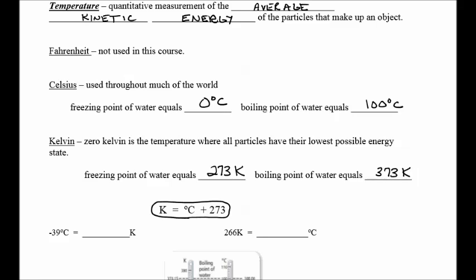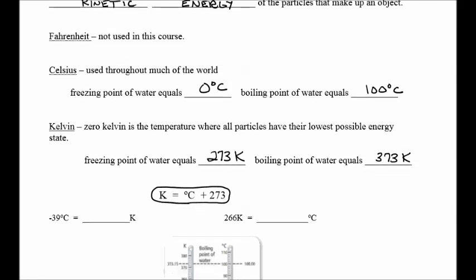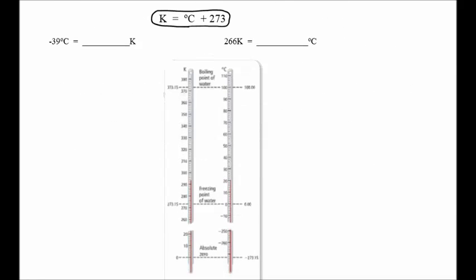At this point, pause the video and work out these two conversions. So minus 39 plus 273 is 234 Kelvin. Notice one of the positives is that on the Kelvin scale, you will not have a negative value.